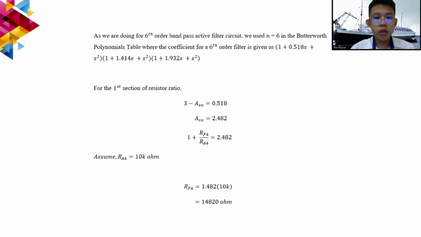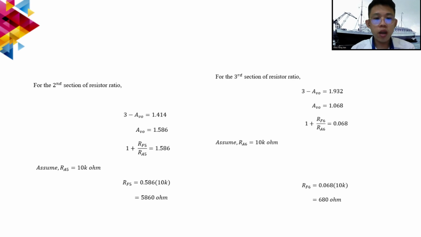After that, we use the Butterworth polynomial table to find the ratio of RF over RA. We also choose n equal to 6 in the Butterworth polynomial table because this is the 6th-order band-pass filter circuit. For section 1, we assume RA4 is equal to 10K, so RF4 is equal to 14820 ohm. Section 2, we assume RA5 is equal to 10K, so RF5 is equal to 5860 ohm. Section 3, RA6 is equal to 10K, so RF6 is equal to 680 ohm.